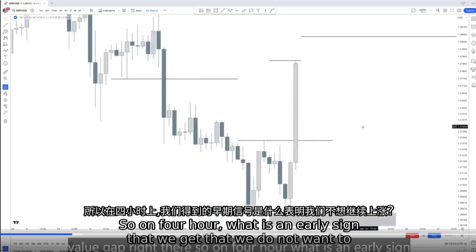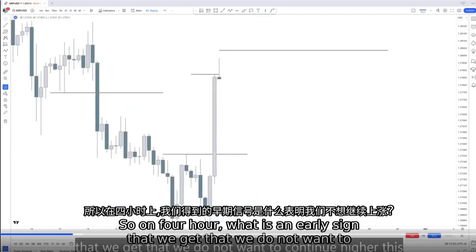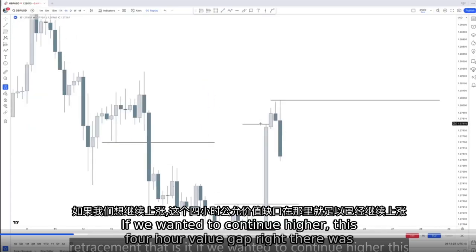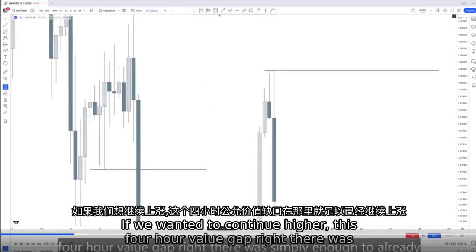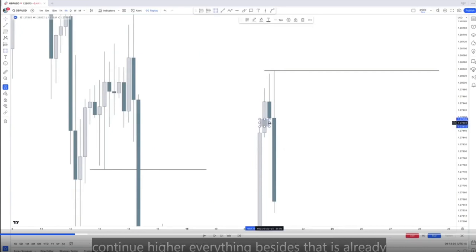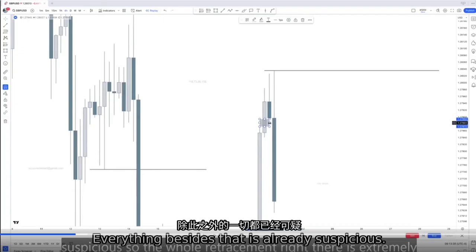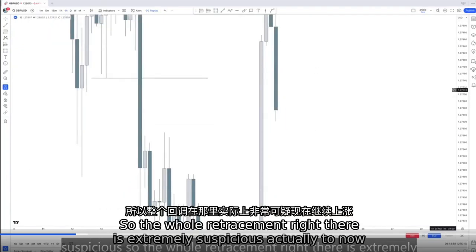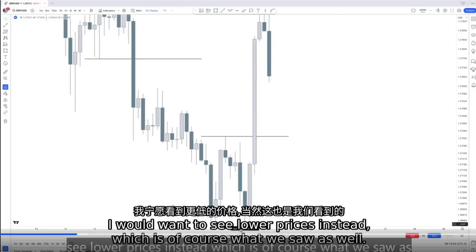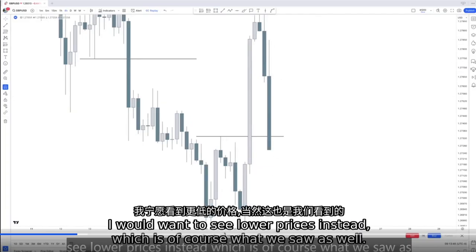So on the 4-hour, what is an early sign that we do not want to continue higher? This retracement. That is it. If we wanted to continue higher, this 4-hour value gap right there was simply enough to already continue higher. Everything besides that is already suspicious. So the whole retracement right there is extremely suspicious to now continue higher. I would want to see lower prices instead, which is of course what we saw as well.